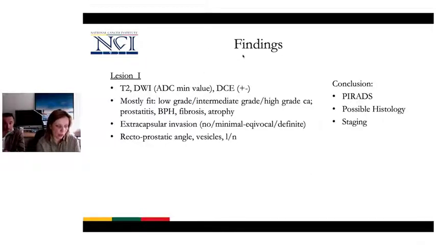So when we have a lesion, in the structured report we make a conclusion on which PI-RADS score it fits most, and we can say the possible histology, of course. If we see a very, very low ADC value, we can say that we think of a very aggressive cancer. And of course, in conclusion, as I have mentioned, we should report staging if we can.